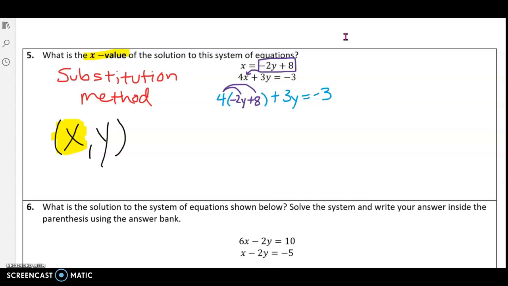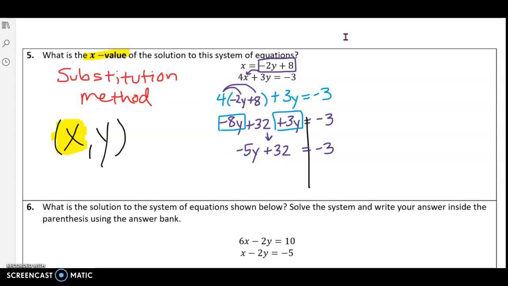So 4 times negative 2y is negative 8y. 4 times 8 is 32. And the plus 3y remains, the equal sign remains, and the negative 3 remains. Now, if you have anything on the same side that can be combined, you should. So for us, it would be combining negative 8y and positive 3y. Negative 8 plus 3 is negative 5y. Bring down the plus 32.